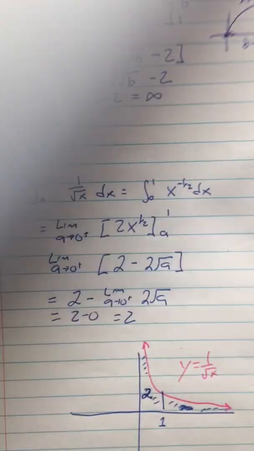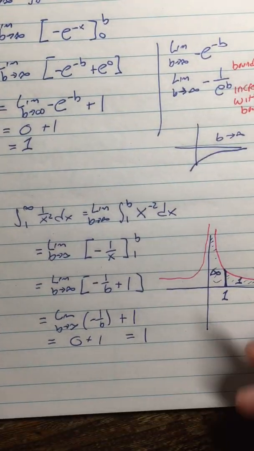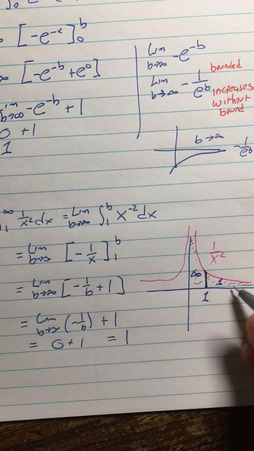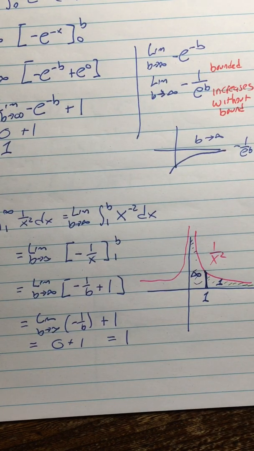Now, compare that to this one. This is 1 over x squared, infinity on this side, 1 on this side. Pretty weird, huh? All right, what are we going to do next? We're going to look at some more different examples. Okay, that's what we're going to do next.